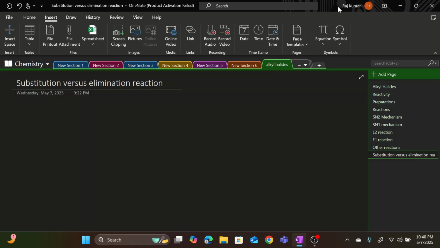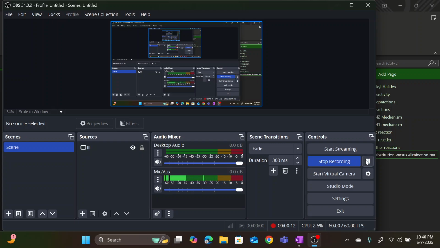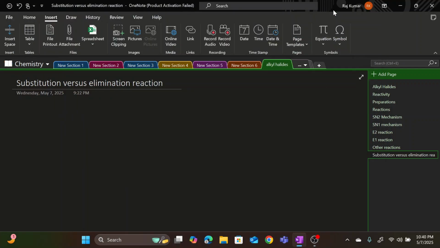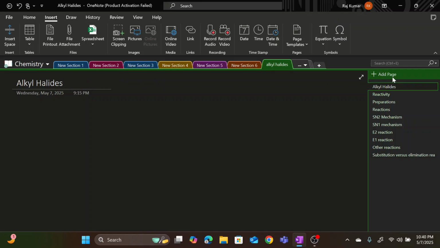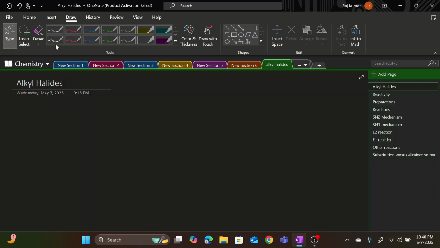Now, as we have done previously with benzenes, we discussed several mechanisms and several reactions through which benzene reacts. Likewise, there are certain mechanisms in alkyl halides which resemble those of benzene as well. So let's look into those. First, let's understand what an alkyl halide is. Whenever we have an alkyl group which is attached to a halogen atom, it is known as an alkyl halide, halogenoalkane, or haloalkane, whatever we call it.